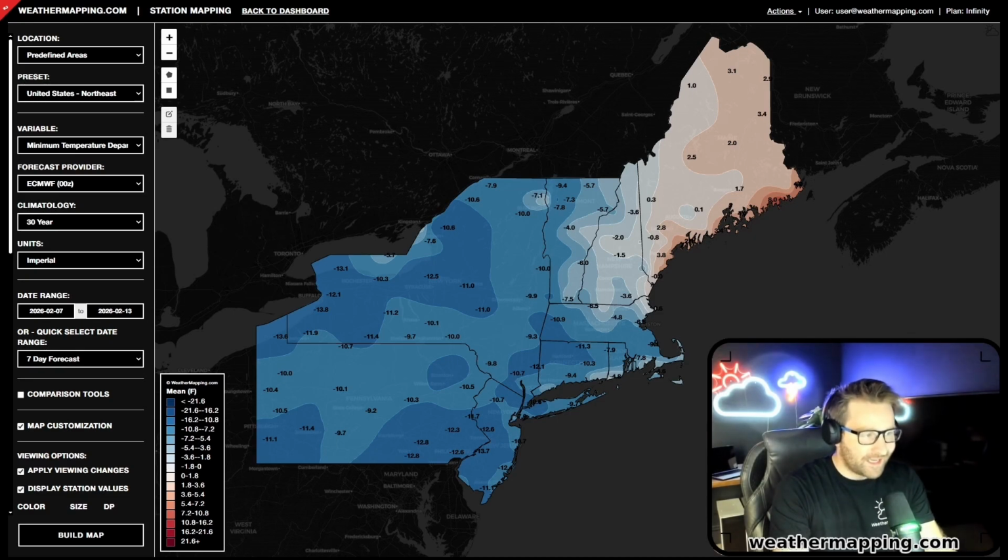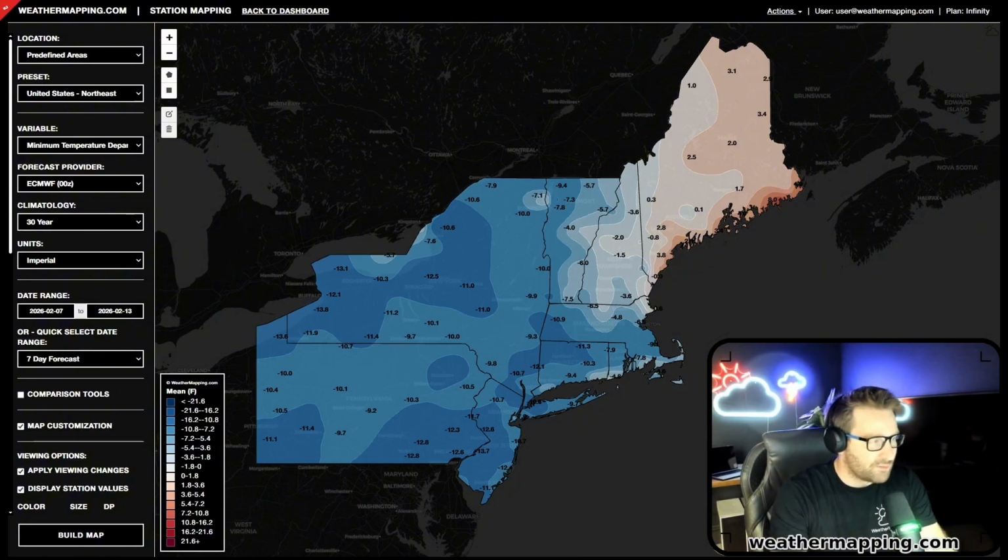So when you see negative numbers on this map, it means colder than average overnight temperatures. Positive numbers mean milder than average overnight lows. What makes minimum temperature departure especially important is that overnight lows drive freeze risk, energy demand, infrastructure stress, snowpack persistence, and they sometimes matter more than the daytime highs do.